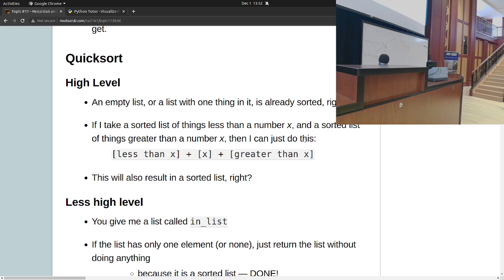Who's got a good guess? Log base 2 of n. It's not n, it's because it's getting half as big every time. And eventually it's going to get to the bottom. So I need to do n work for each level. And how many levels are there?